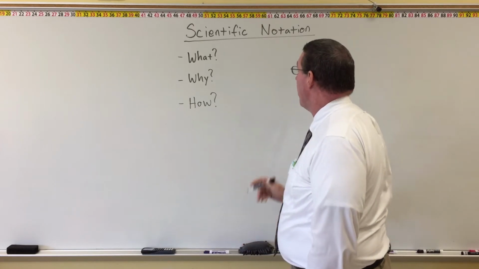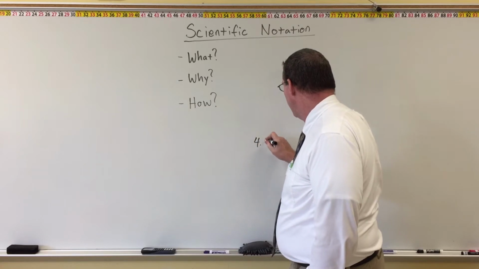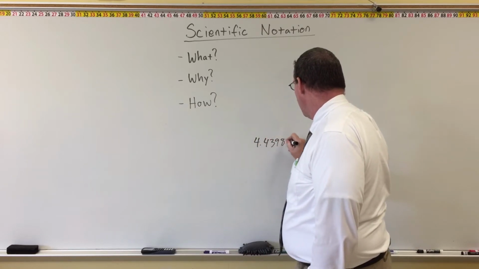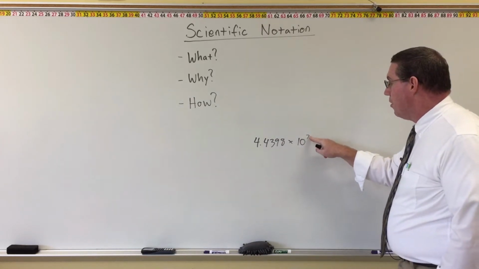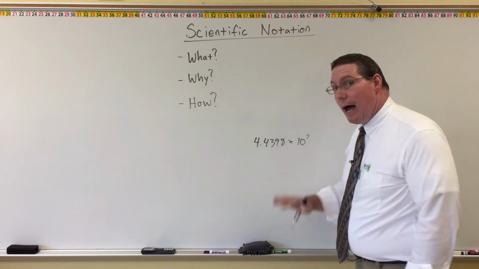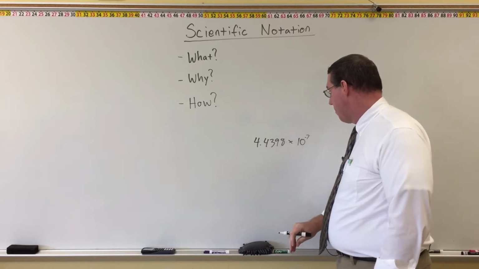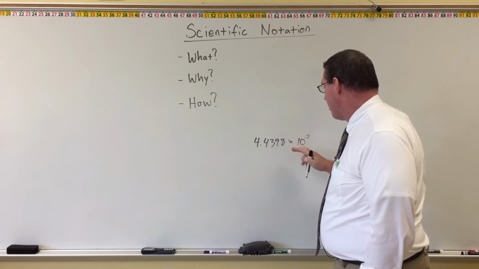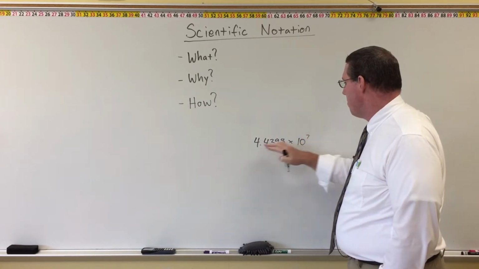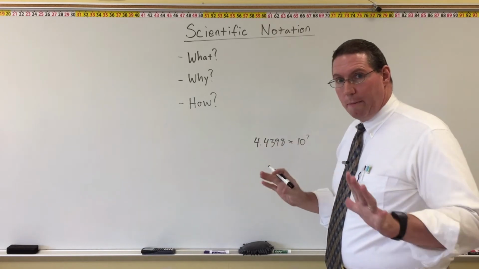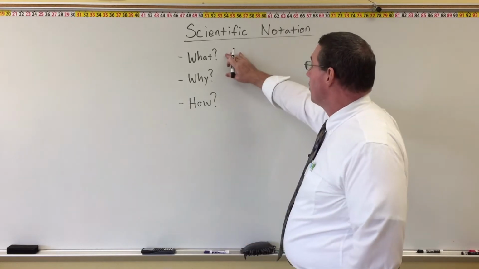Okay? So here's an example of scientific notation. Let's say I have 4.4398 times 10 to the 7th power, okay? Now, this 7th power can be a positive 7 or it can be a negative 7. So I can have times 10 to the negative 7 power. Negative numbers, we're going to explain this in a little bit, but negative numbers basically make the number smaller. Positive numbers make this number bigger. But don't get too caught up on that right now. I'll explain it all in just a little bit, okay? So that's what scientific notation is.